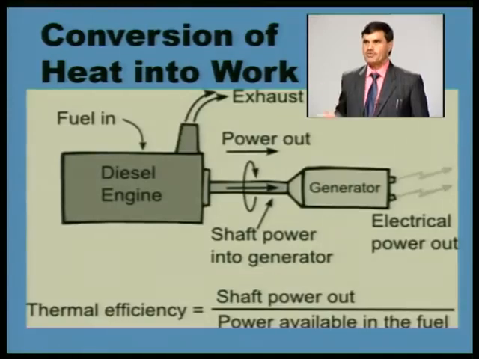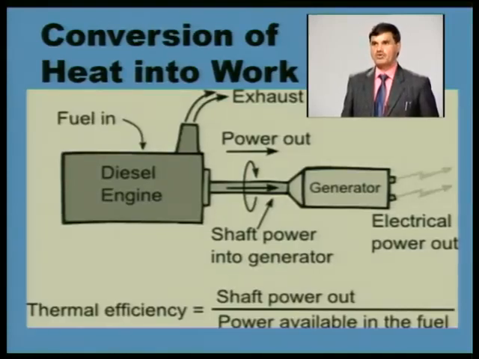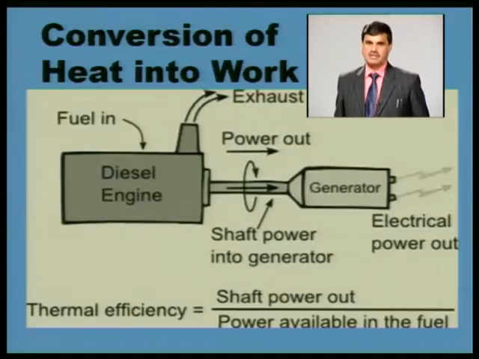So, finally, the work output is at the generator in the form of electrical power output, and I am defining thermal efficiency here. It is shown as shaft power output divided by power available in the fuel. Shaft power output is the work output, and power available in the fuel is the calorific value of the fuel multiplied by the mass of the fuel utilized for generating this power output. Our target is that this thermal efficiency should be as high as possible.